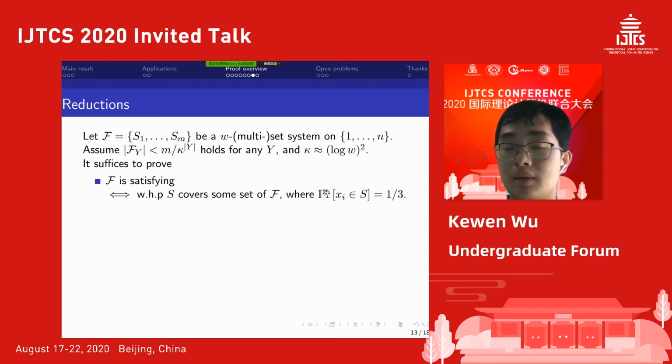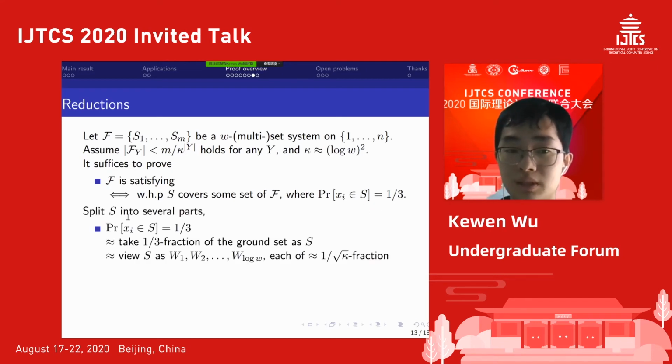Here, the set S is sampled by including each xi with independent probability 1/3. Now we split S into several parts. First, S is roughly like taking a 1/3 fraction of the ground set. And this is roughly like dividing S into a partition W1, W2, up to W log W, where each Wi is roughly a 1 over square root kappa fraction, and they are a pairwise disjoint partition.